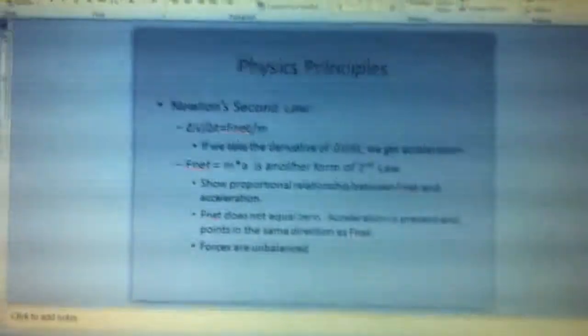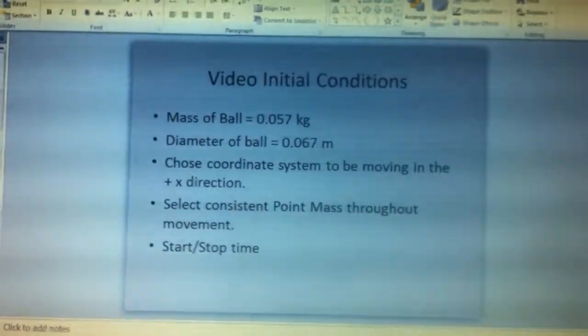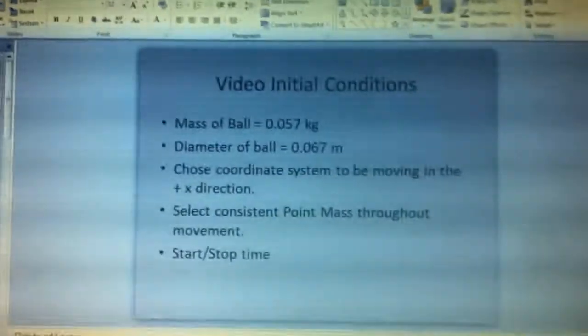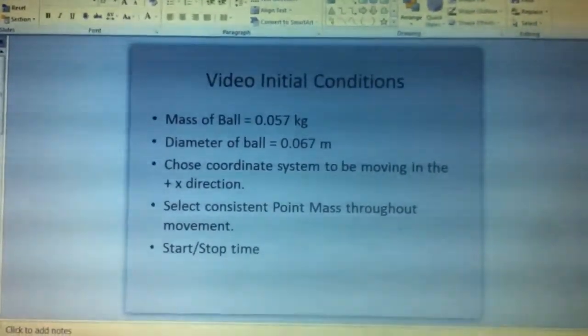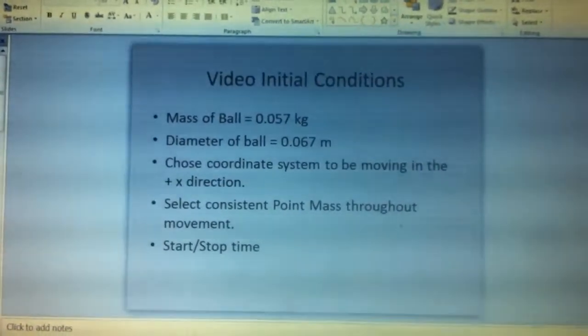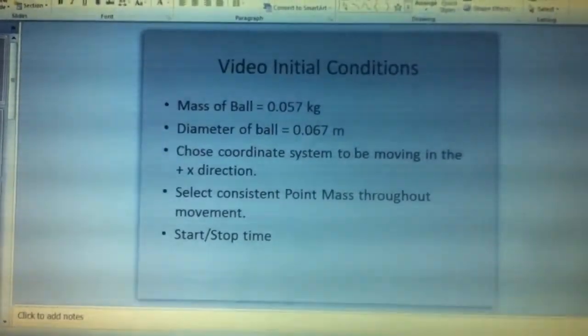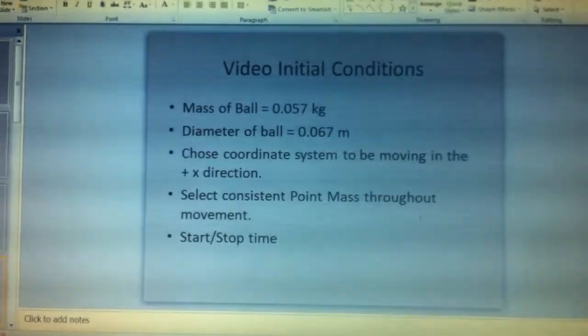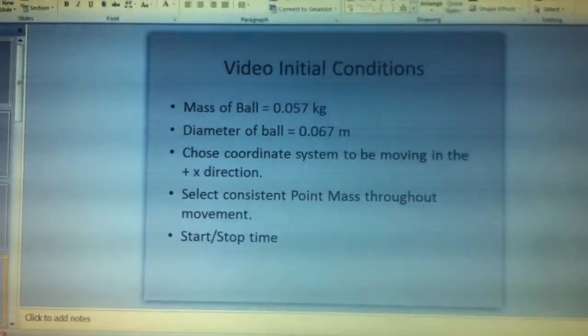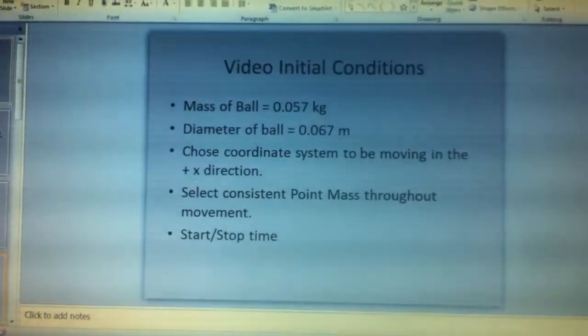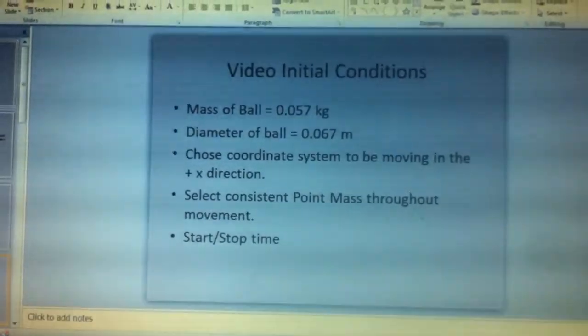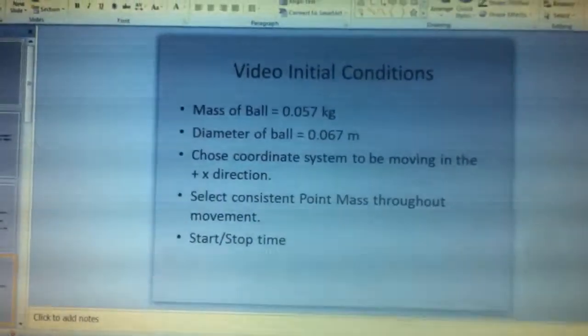It is my prediction that the tennis ball will uphold Newton's first law of motion. With forces present being balanced, the ball will demonstrate constant velocity and closely match the computer simulated model. My initial conditions were recorded and inputted into the video analysis: the mass of ball, diameter of ball, the coordinate system, as well as a point of mass throughout movement and a start and stop time.